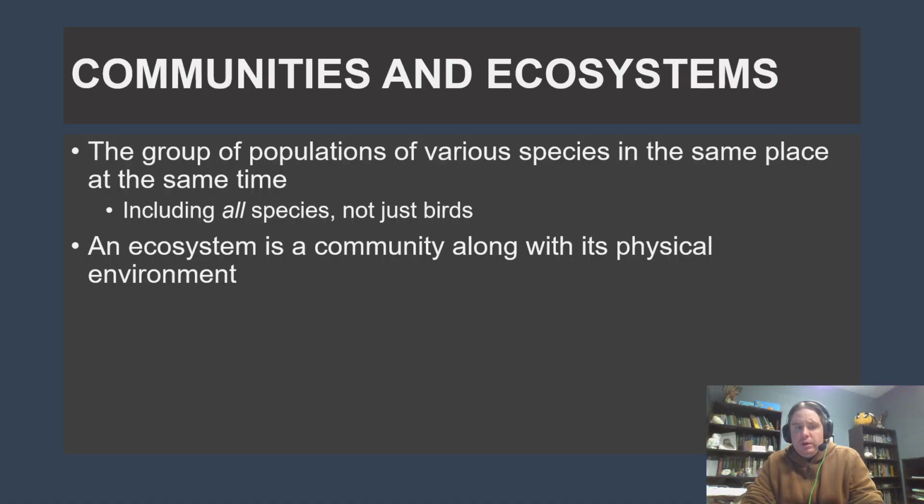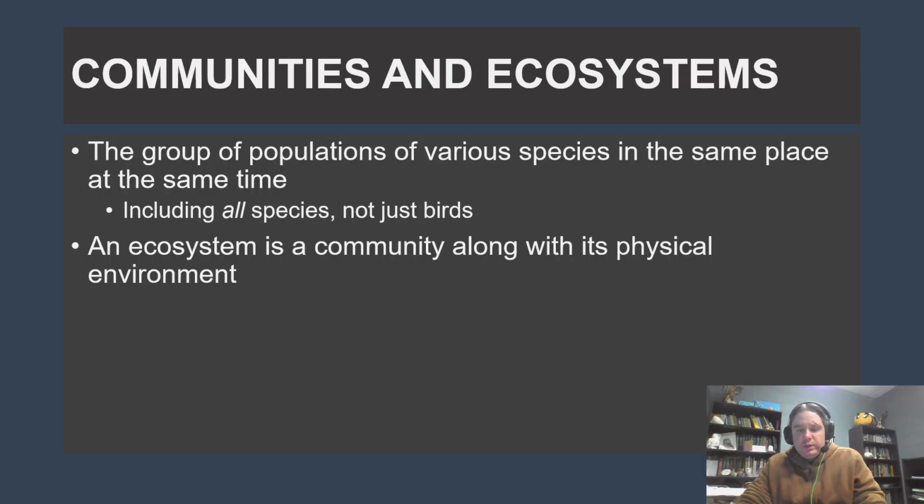So a community is just a group of populations. We've already looked at populations in the last chapter. So this is a group of populations, meaning several different populations, usually many, many different populations of various species in the same place and at the same time. And this includes all species. When we talk about communities, we're talking about every single species present in that place and at that time. All of those different populations.